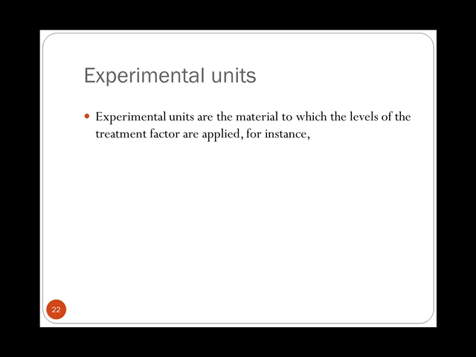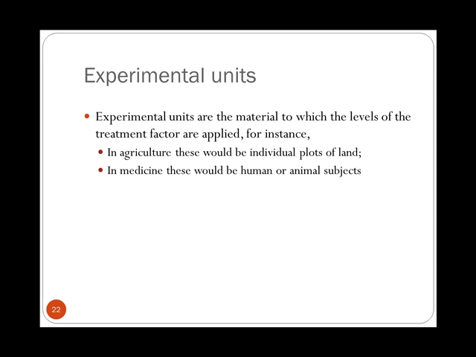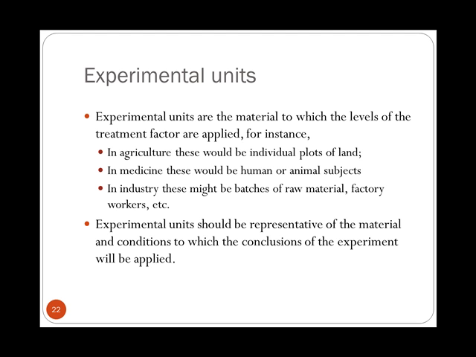Experimental units. Experimental units are the material to which the levels of the treatment factor are applied. For example, in agriculture, those could be individual plots of land. In medicine, these could be human or animal subjects. In industry, this might be batches of raw material, factory workers, etc. Experimental units should be representative of the material and conditions to which the conclusions of the experiment will be applied.